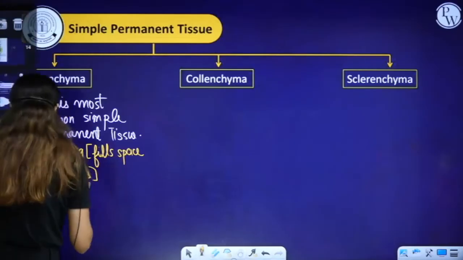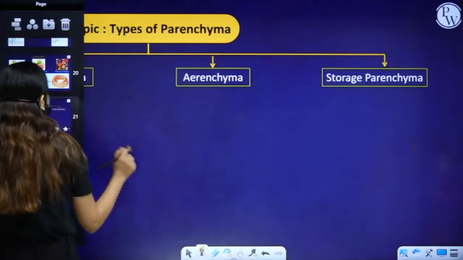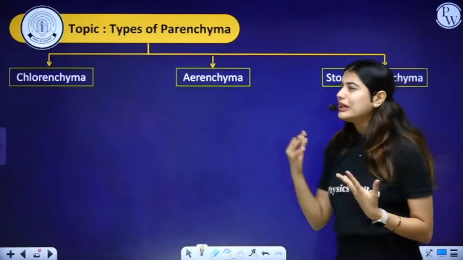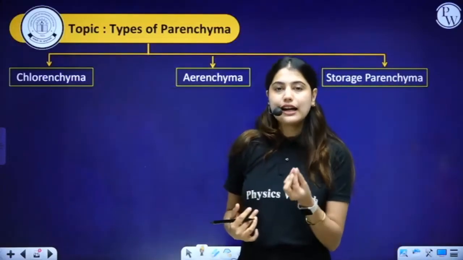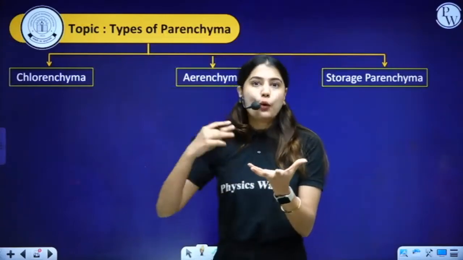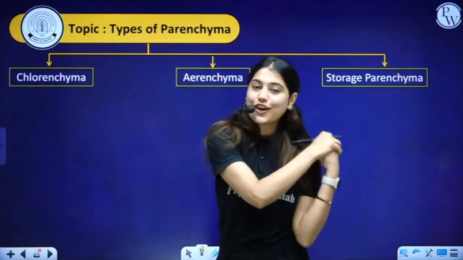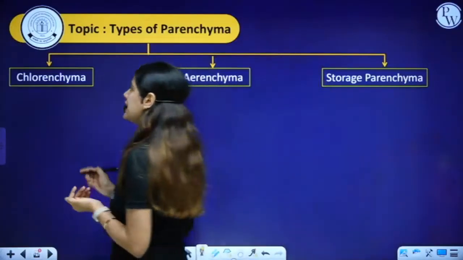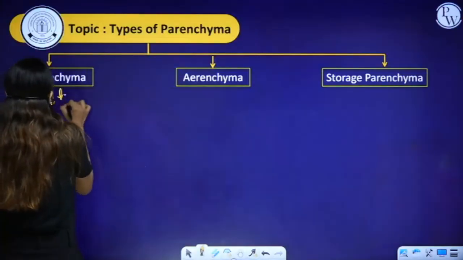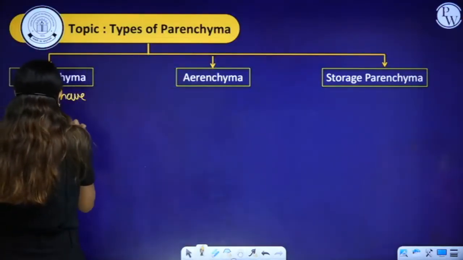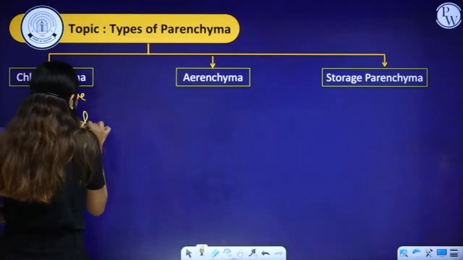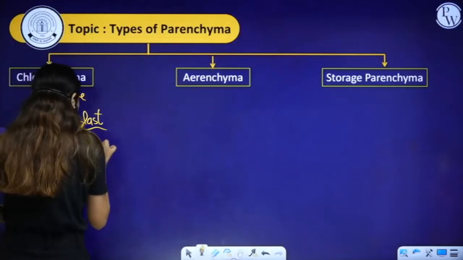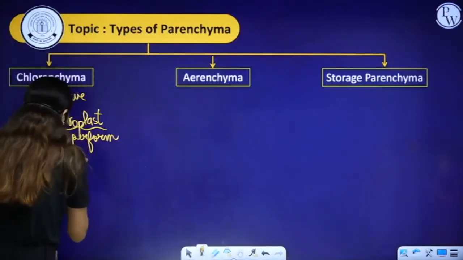Now this parenchyma is basically of three types: chlorenchyma, aerenchyma and storage parenchyma. What is chlorenchyma? If the parenchyma have chloroplasts in them. What is chloroplast? It is the kitchen of the cell. Obviously it will make food by the process of photosynthesis. So if it is chlorenchyma, it will have chloroplasts which will perform photosynthesis, because chloroplast is the kitchen of the cell.